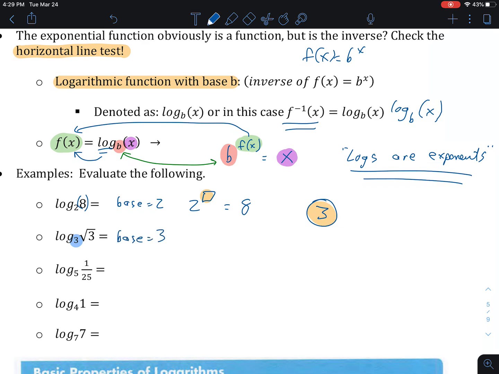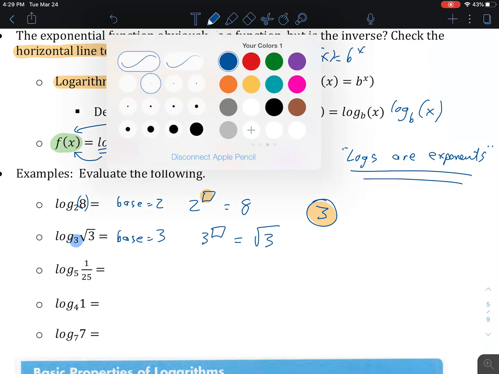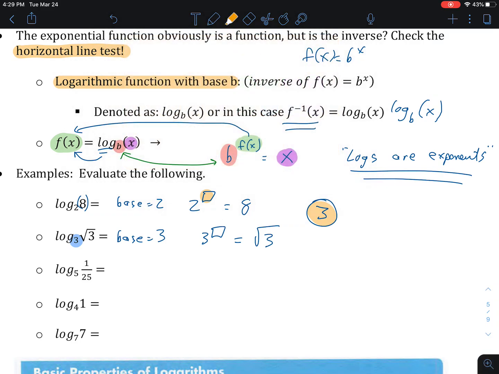Same thing. There's my little 3. My base is 3. Logs are exponents. So 3 raised to the what is going to give me radical 3? You're probably like, I don't remember. Well, think about what we just did up above. What has to go in here for me to get radical 3? As you remember, 1/2 is how you get radicals. 3 to the 1/2 is radical 3. So my answer here is 1/2.